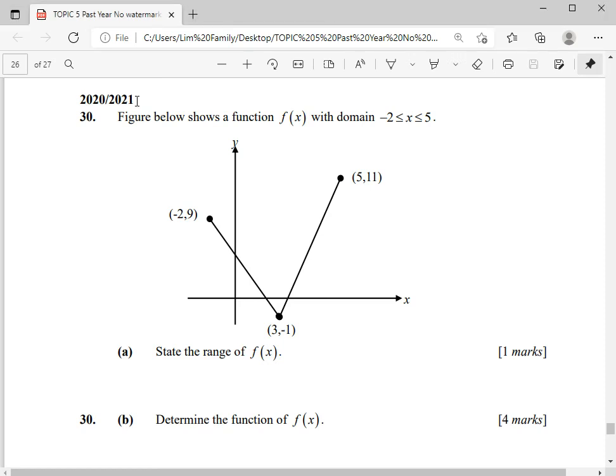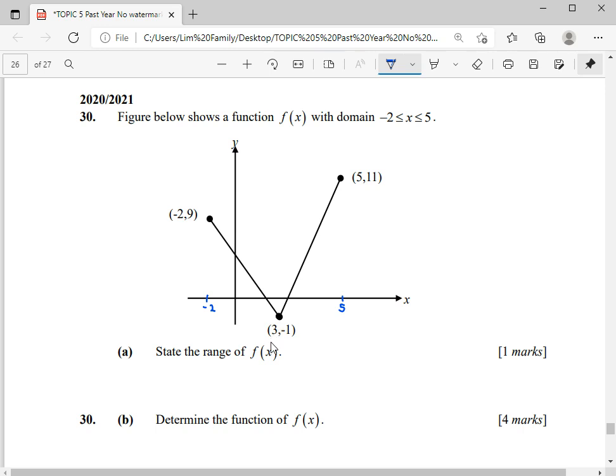Okay, so this figure below shows the function with the domain -2 until 5. It means the graph here is only shown from -2 until 5. You can see in our diagram we have two straight lines. So this is our piecewise function.